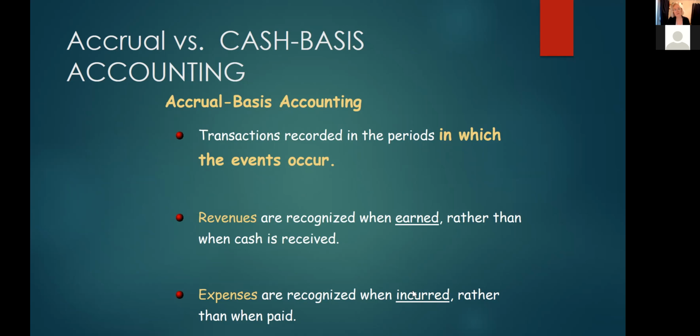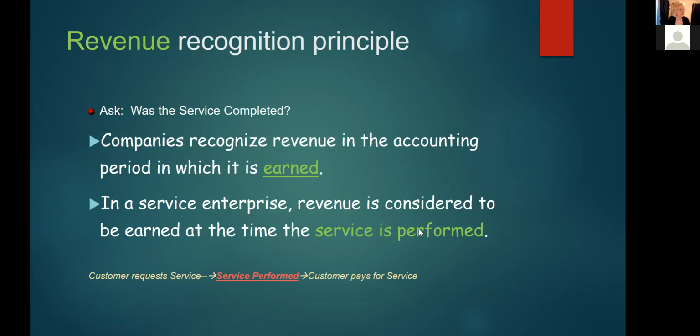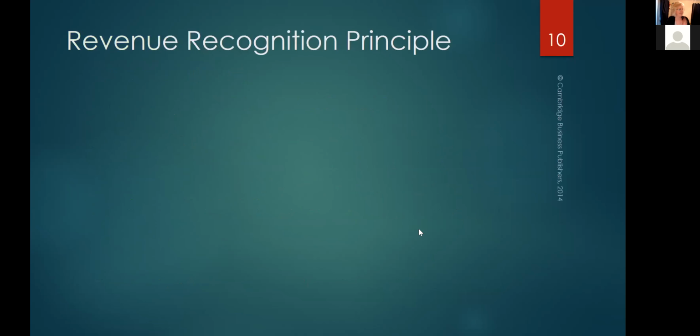And then expenses are recognized when they're incurred, not necessarily when they've been paid. Okay. All right. If we were to do cash accounting, we'd just say wherever the money is, we follow it. So if we got paid, it's revenue. If we spent money, it's expense. We can't do that with GAAP, generally accepted accounting principles. Okay.